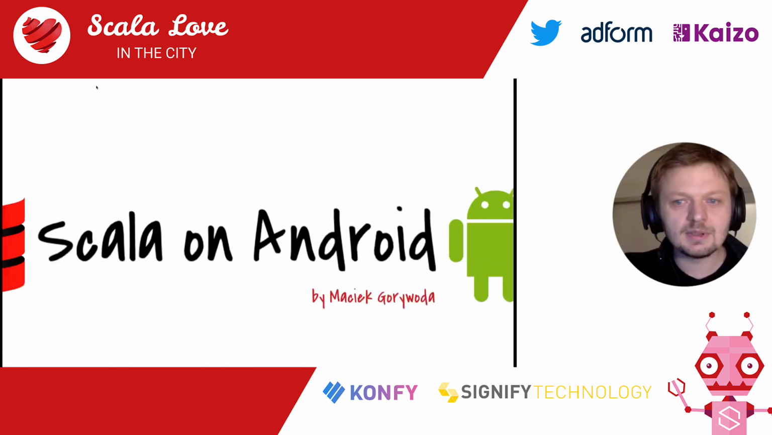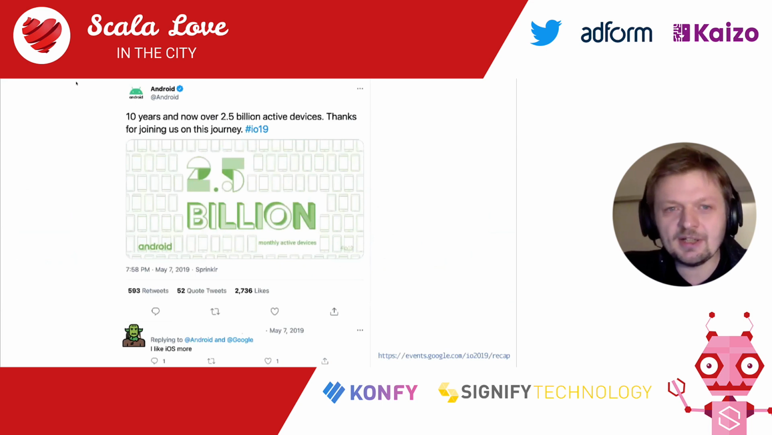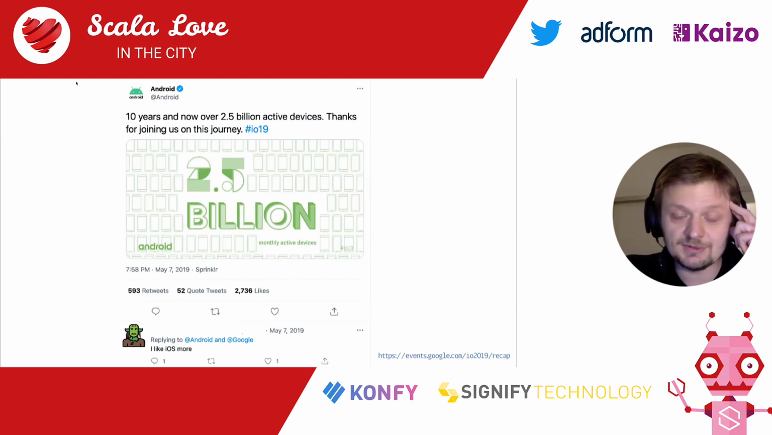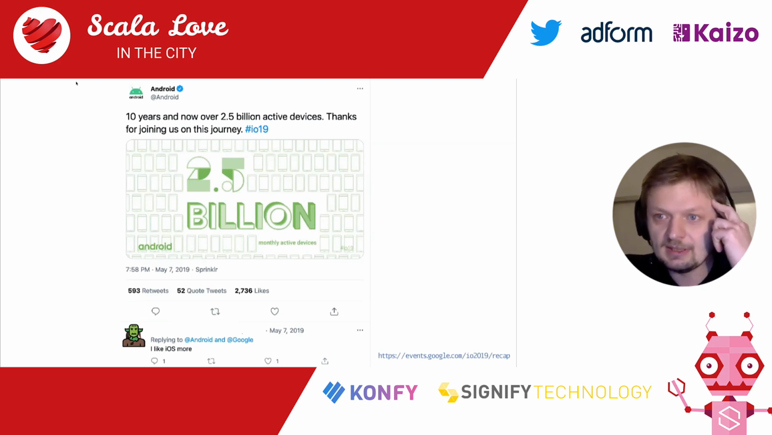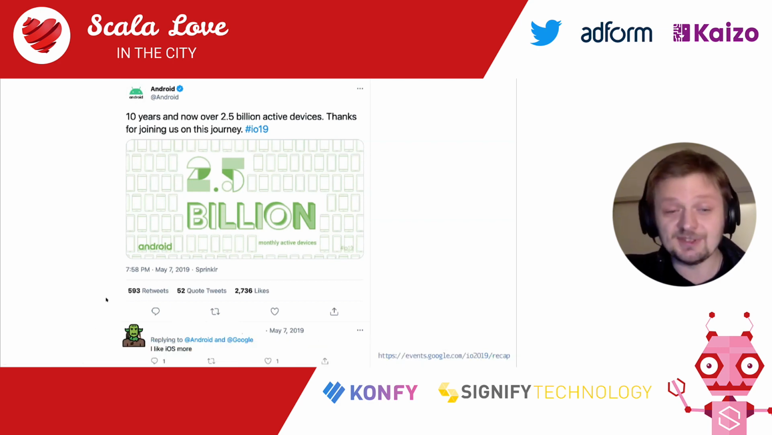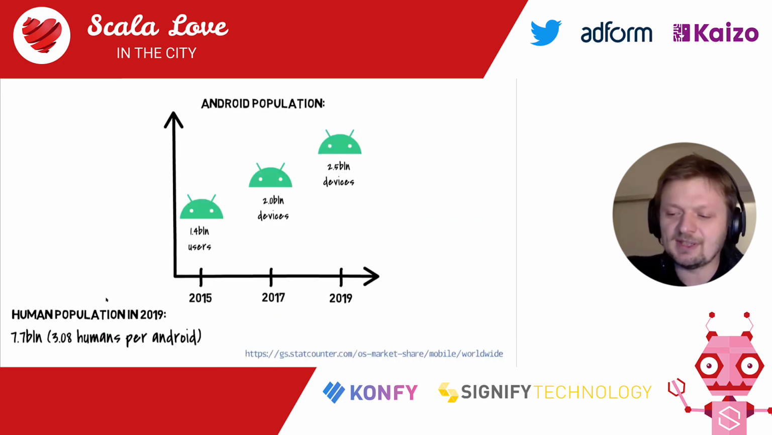At the I/O 2019 conference, Google announced that the number of Android devices in the world surpassed 2.5 billion. Despite the highlighted comment below the tweet here, this is a remarkable achievement. In May 2017, it was 2 billion devices, and in September 2015, it was 1.4 billion users, which is not the same as the number of devices, but anyway, it shows that the growth is steady, even though there's only a finite number of Homo sapiens in the world.